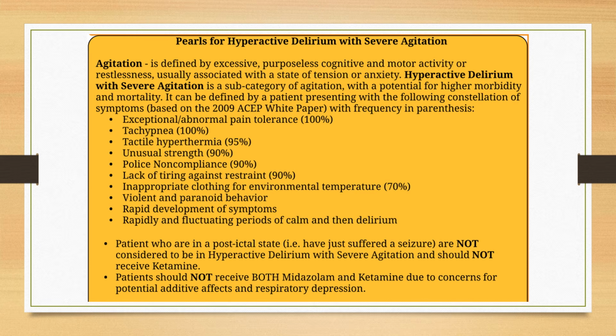Inappropriate clothing for environmental temperature. A lot of times these patients are either naked or shirtless and it's cold outside. Violent or paranoid behavior. Rapid development of symptoms, so they might just rifle through all the symptoms we just went over. And then rapidly fluctuating from periods of calmness and then into delirium.